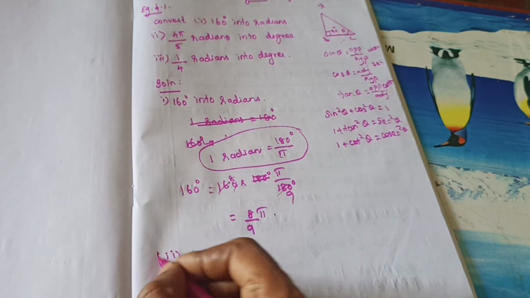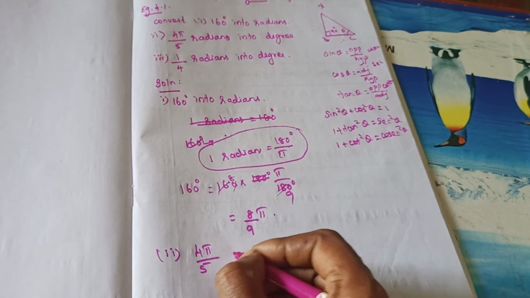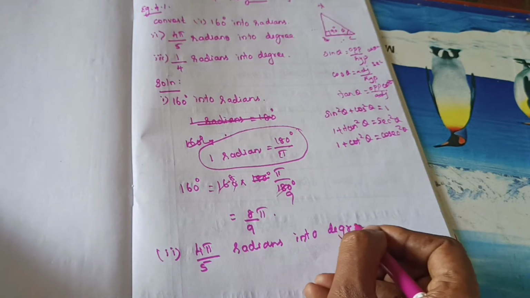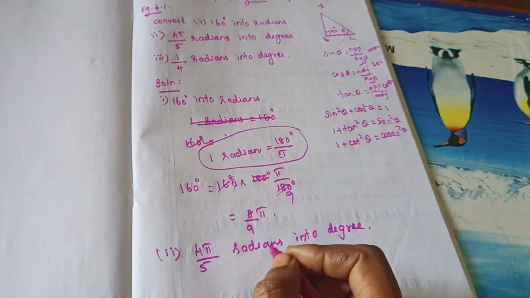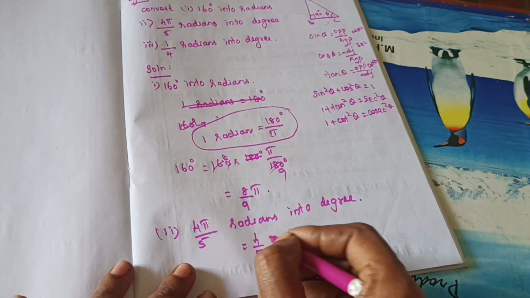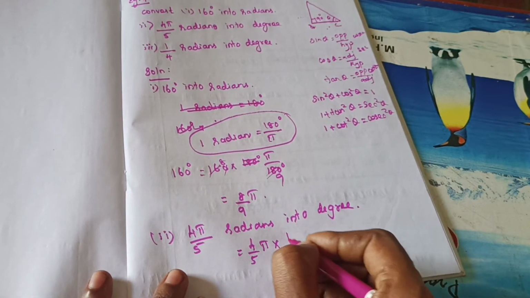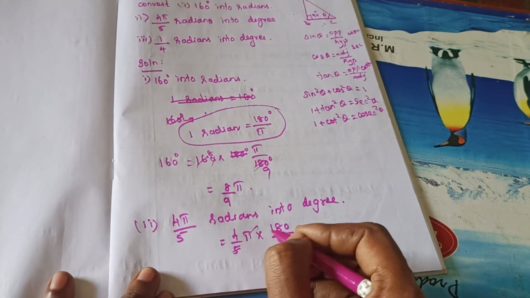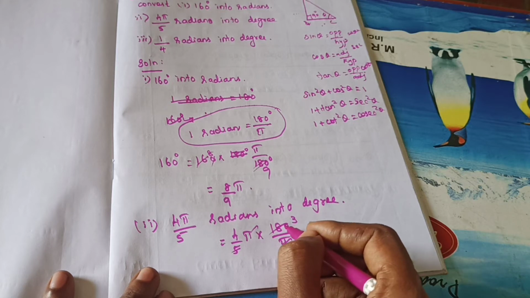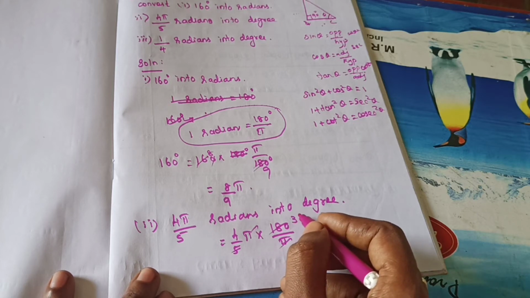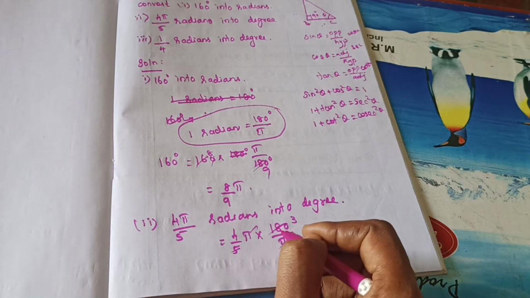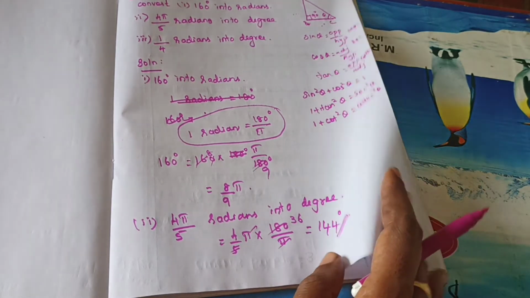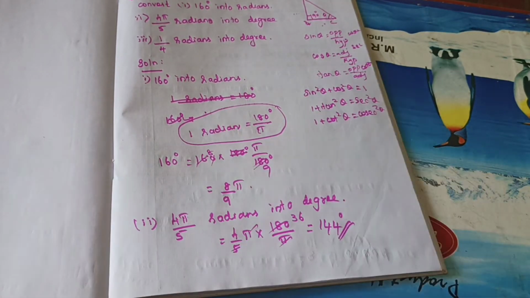Understand? Then the second one, next one, what you need to do? 4 pi by 5 radians into degrees. How will you change this to degrees? The same formula we will use here also. 4 by 5 pi into 180 by pi. Pi and pi will get cancelled. Again 5 times 36 is 180, so 36 into 4 means 144 degrees. Understand, students? 144 degrees.